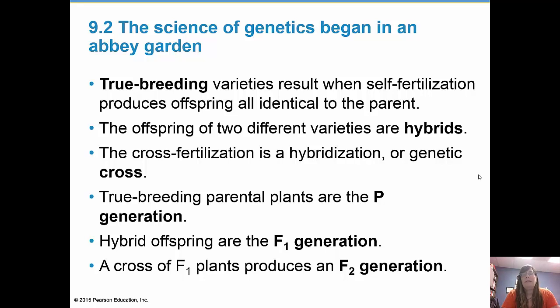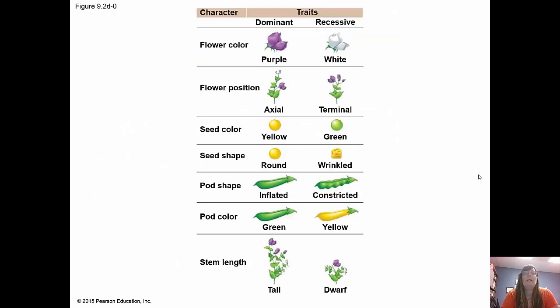So the parental plants are named the P generation, P parental. The offspring of those parental plants are called the F1 generation. And if you cross the F1 generation, you produce an F2 generation. So these are the traits or characters that Gregor Mendel looked at: flower color, flower position, seed color, seed shape, pod color, and stem length. You can see the dominant traits versus the recessive traits.